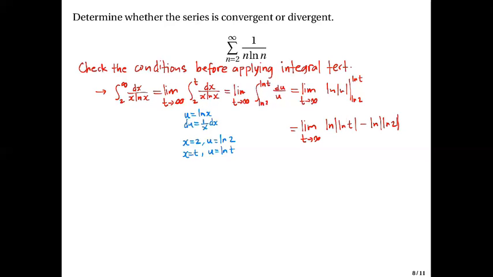But as t approaches plus infinity, ln t will go to plus infinity, and therefore ln of something going to plus infinity will also be plus infinity. So this term here will be plus infinity, which means this is divergent.